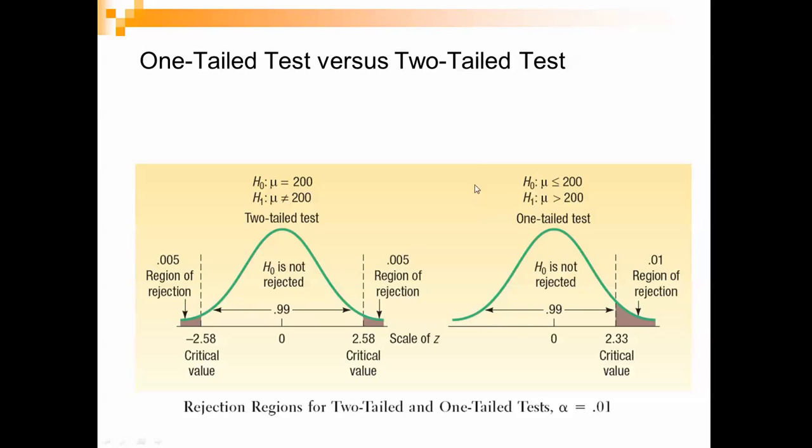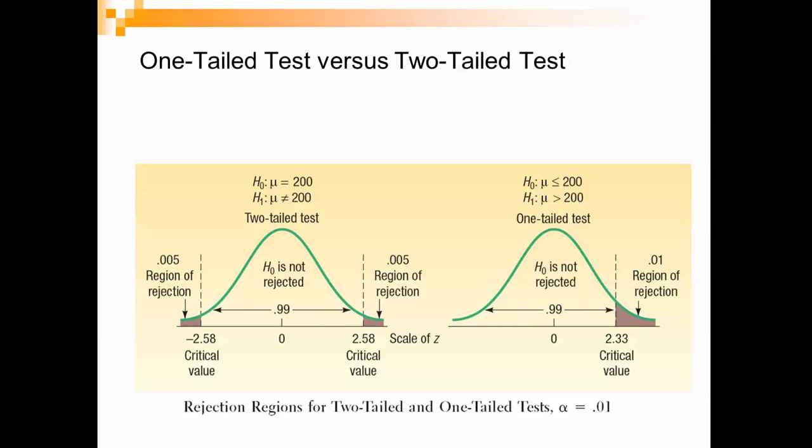Can we conclude, because of the improved production methods, that the mean number of desks assembled in the last 50 weeks was more than 200? Well, our computed z statistic was 1.55. So it's still not in the rejection region. It's still in the do not reject region. So no, the sample evidence does not show that the mean number of desks assembled is greater than 200.